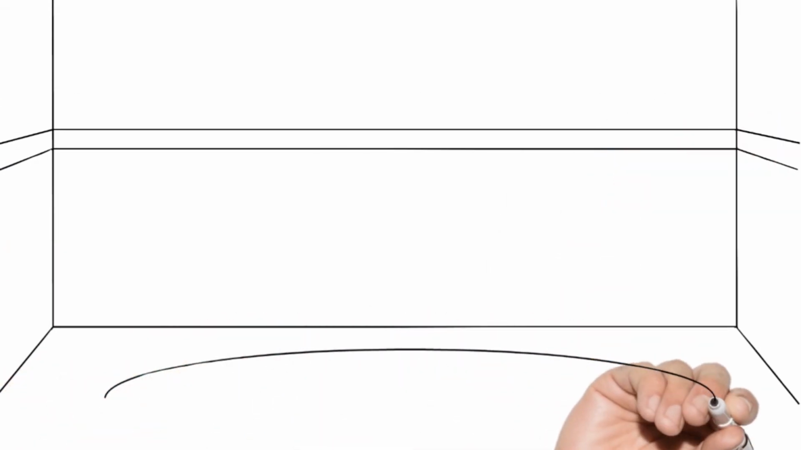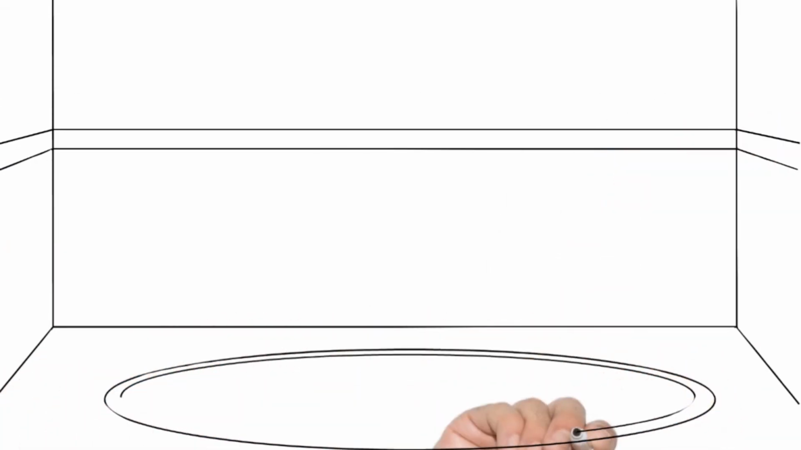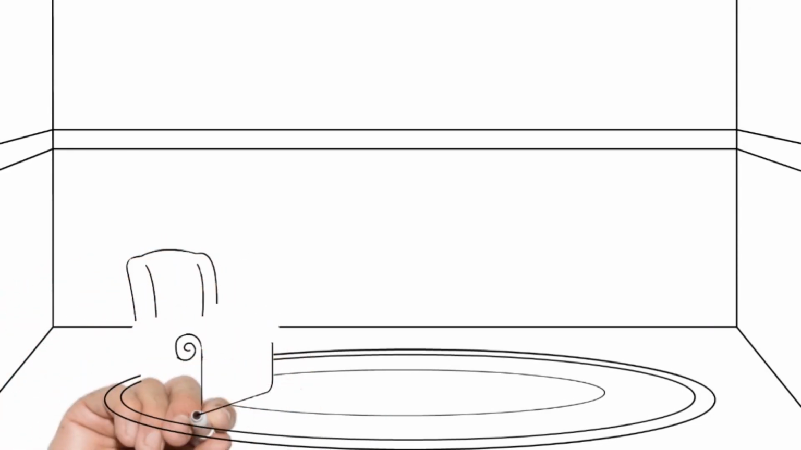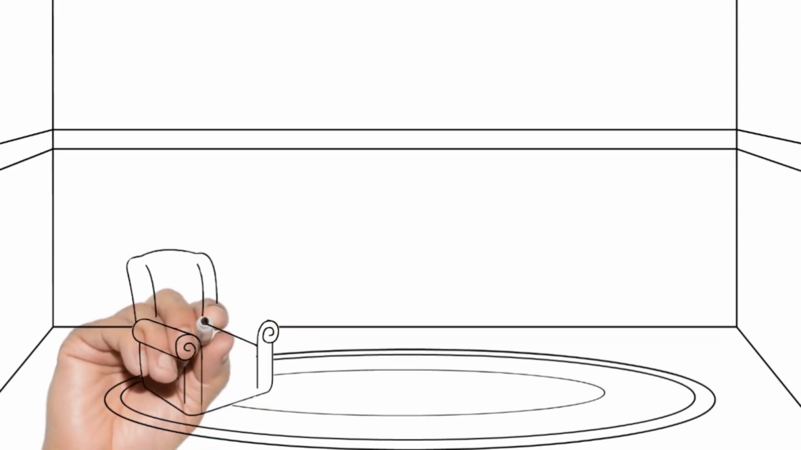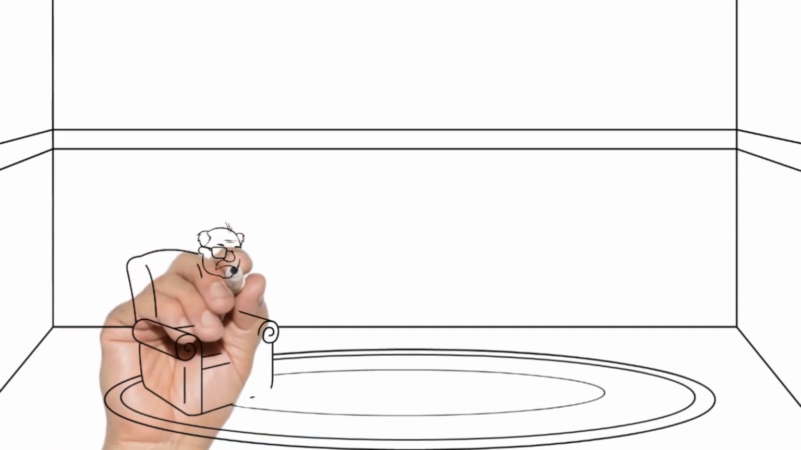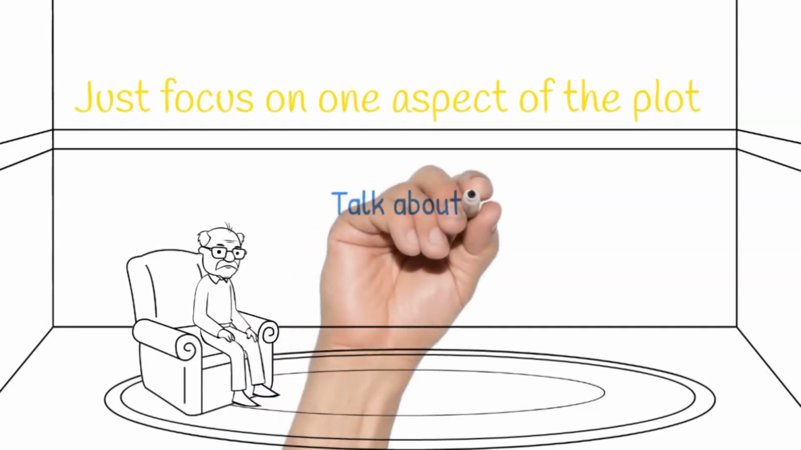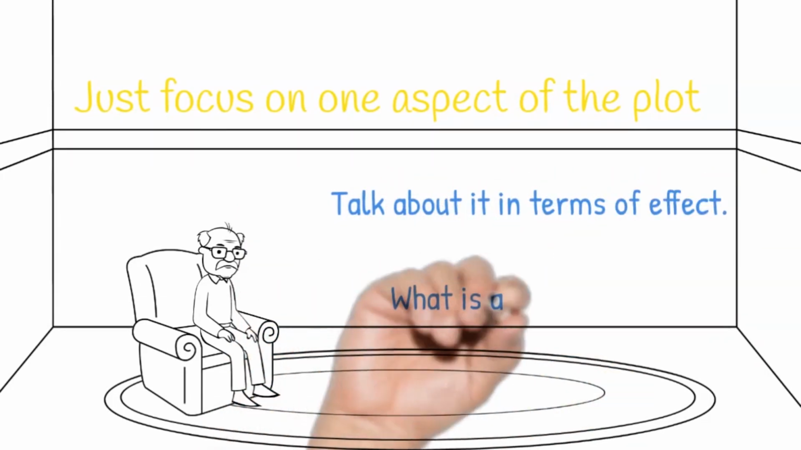Let me emphasize one thing. Don't let yourself grow old with wondering about the many aspects of plot that we have covered. In an exam environment, all you have to do is just focus on one aspect of the plot, say the beginning, then talk about it in terms of effect. In essence, what does the writer achieve by using that aspect of plot?